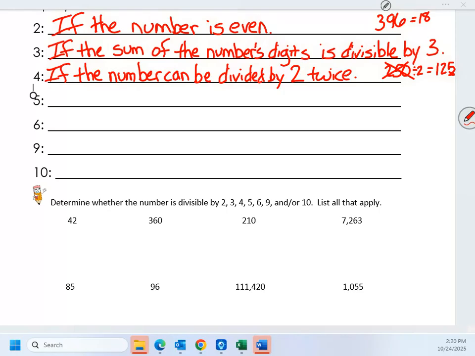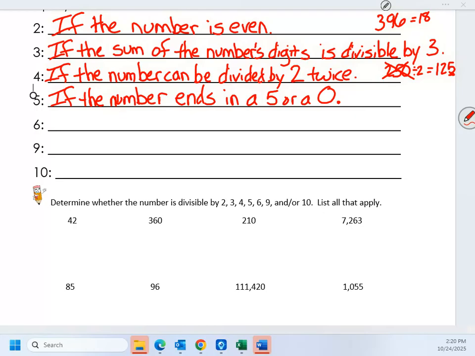If it's divisible by 5, the rule is if the number ends in a 5 or a 0. So if the number ends in a 5 or 0, it is divisible by 5. That's one of the easier ones, just like for 2. It's a little bit easier for 2 and 5 and the 10.